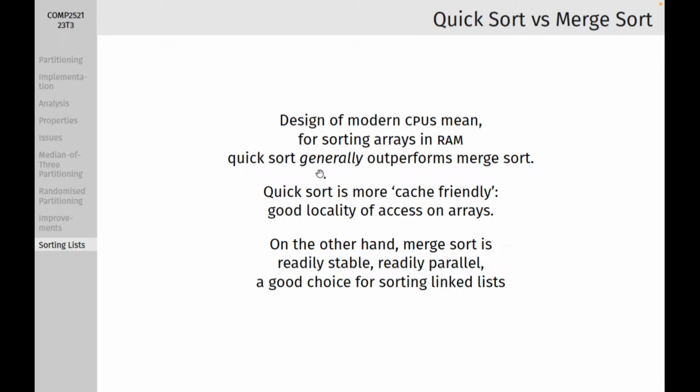So quicksort does exploit the cache, whereas merge sort doesn't exploit it as much, because merge sort uses a temporary array. It has to allocate a separate block of memory when it merges the two sorted arrays together. Whereas quicksort doesn't do that, because quicksort is an in-place sort. It does the sorting within the original array. Yeah, question?